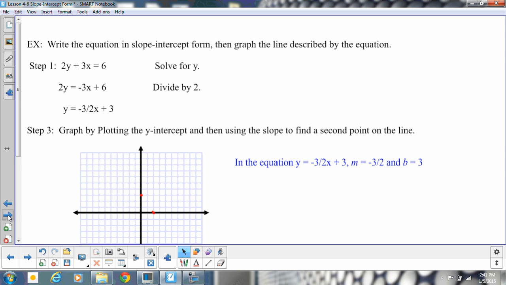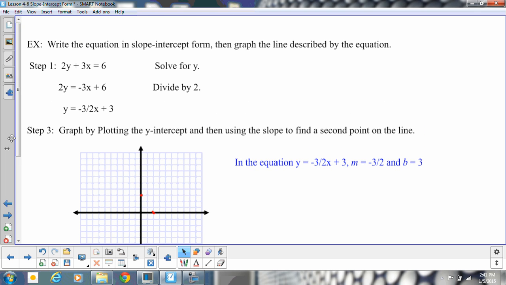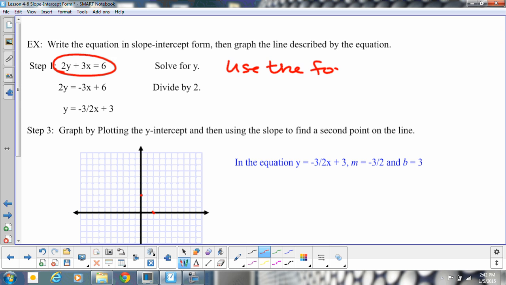All right, we're almost done. So this time we have an equation and we want to use the slope-intercept form to graph the line. This is much quicker than using an xy function table. The first thing you have to do is to solve for y because we want to use the form y equals mx plus b. So all we're doing right here is solving for y.